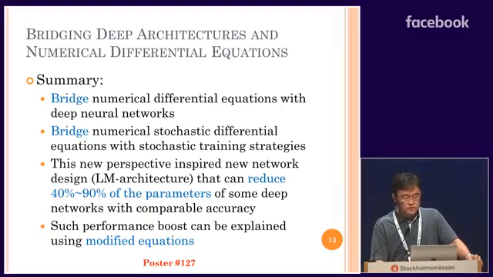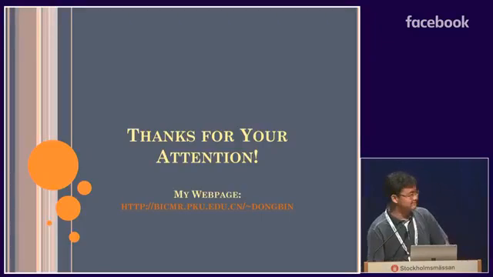Also, you can bridge stochastic differential equations with stochastic training, and for certain networks you can observe a reduction of parameters of up to 40 to 90%, and you can explain the reduction in terms of information propagation. You use the notion called modified equations from numerical analysis. If you're interested in details, because I only have 10 minutes, our poster is going to be at 127. So that's my talk. Thank you.